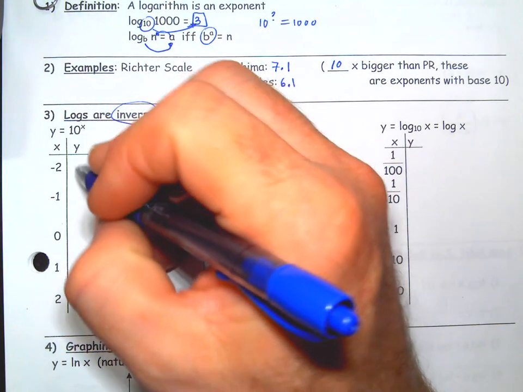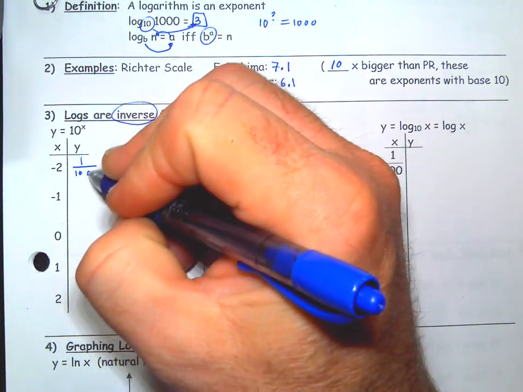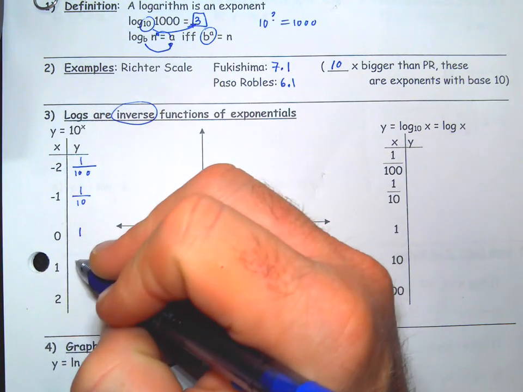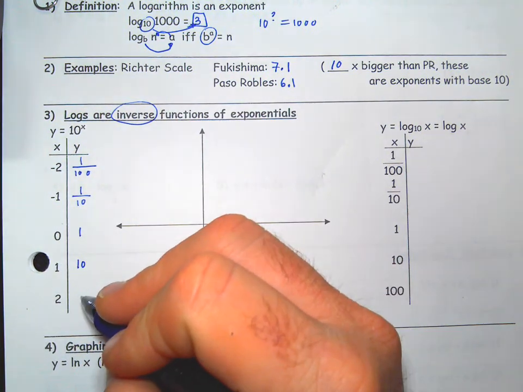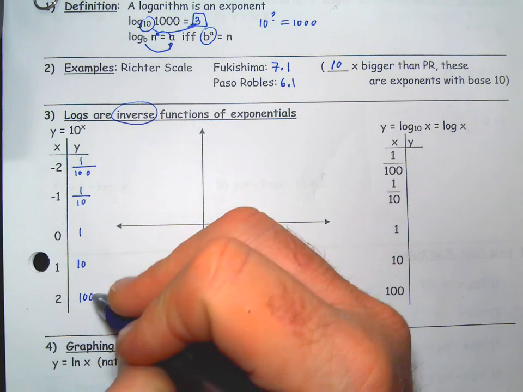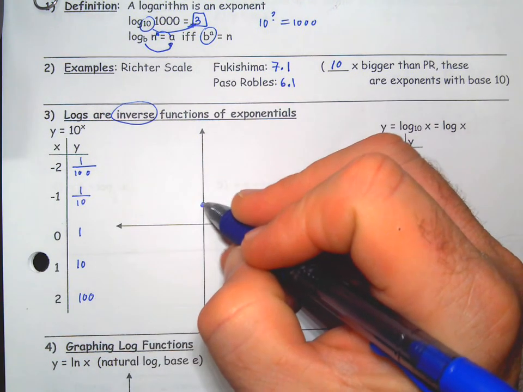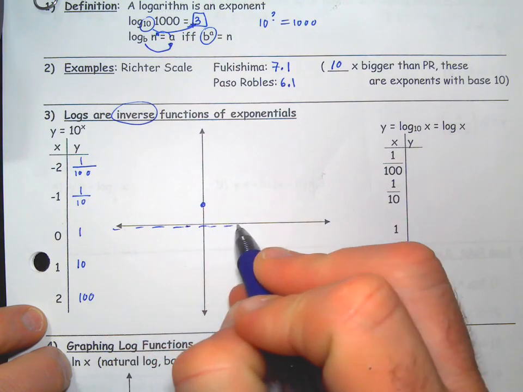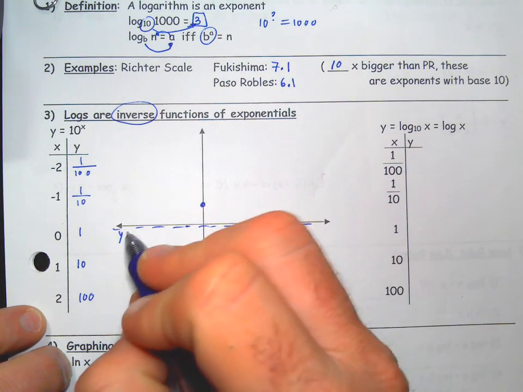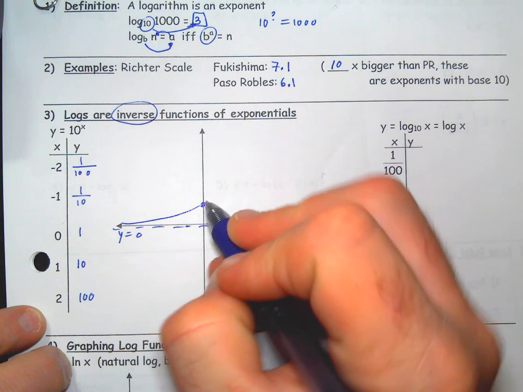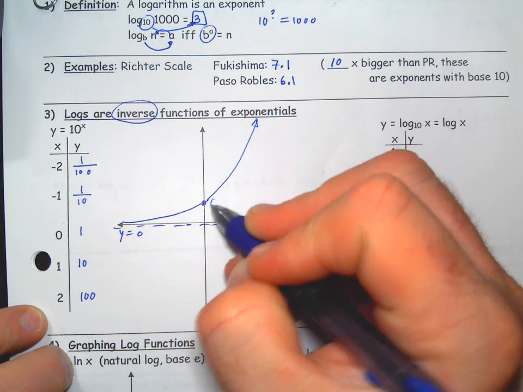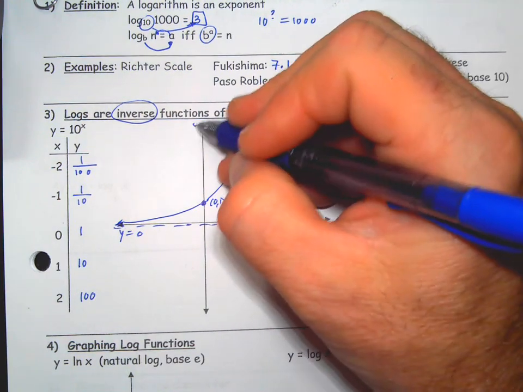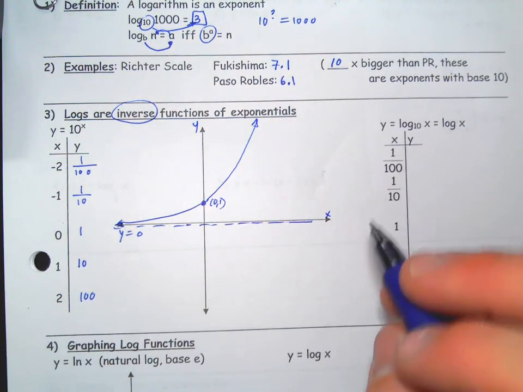10 to the negative 2 is 1/100th. 10 to the negative 1 is 1/10. 10 to the 0 is 1. 10 to the 1 is 10. 10 to the second is 100. So this is like the graphs we were graphing yesterday. Horizontal asymptote, goes through 0, 1. Okay, so you guys should be pretty good at graphing exponentials.